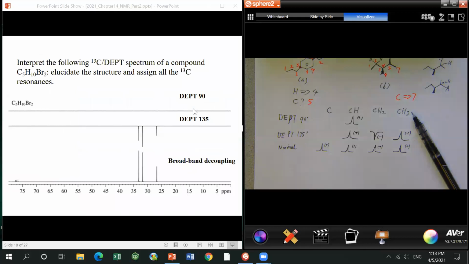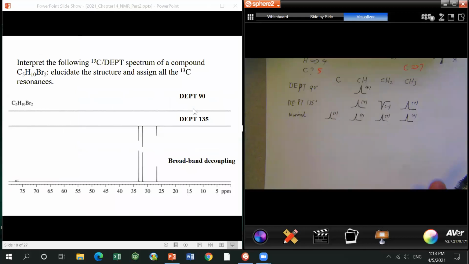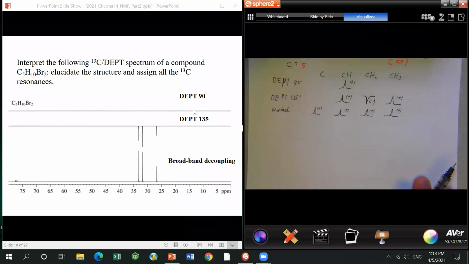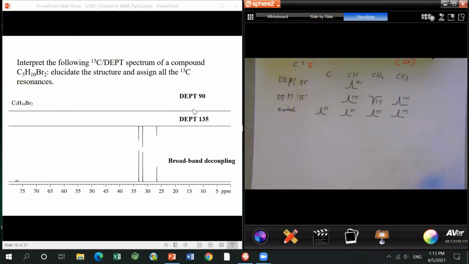All right, so now we do a little bit of practice, and use DEPT NMR to help you figure out the structure of a molecule. Here we have C5H10Br2. That's the formula, and here are the DEPT 90, DEPT 135, and the broadband spectra.